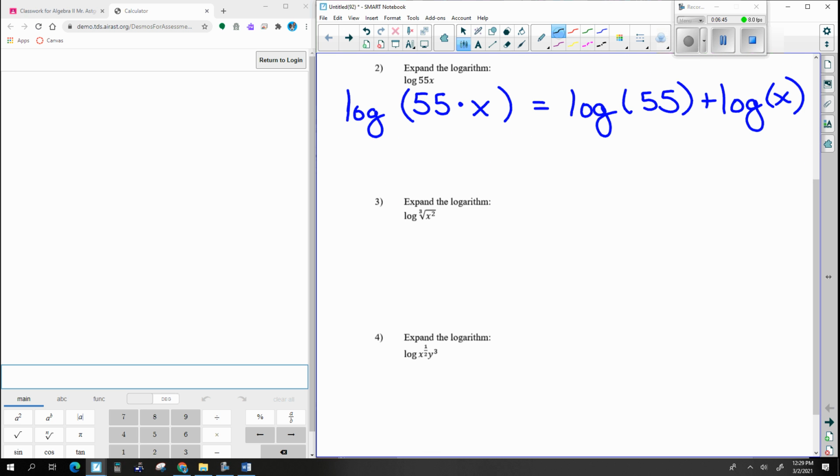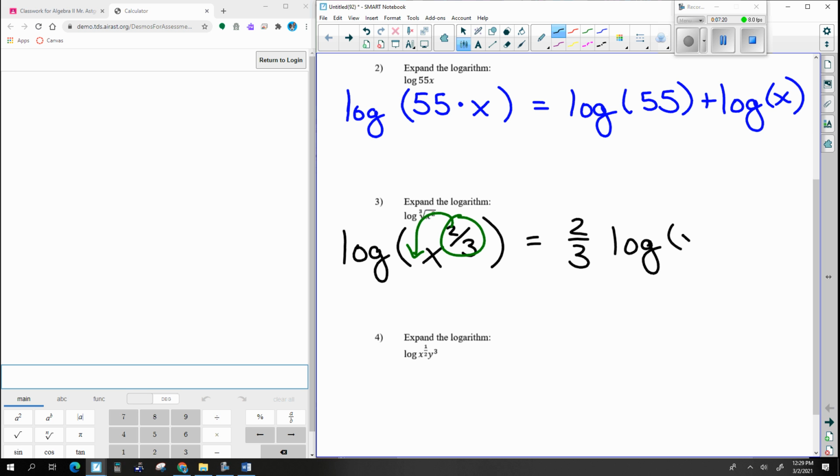Here they're trying to get a little bit tricky. This is an x to the second power, but it's to the third root, so that's technically to the 2/3. We learned how to rewrite roots a few chapters ago. In this problem, there aren't any multiplications, but there sure is an exponent. So all I have to do is take that exponent and drop it down. So that's going to be 2/3 log x.